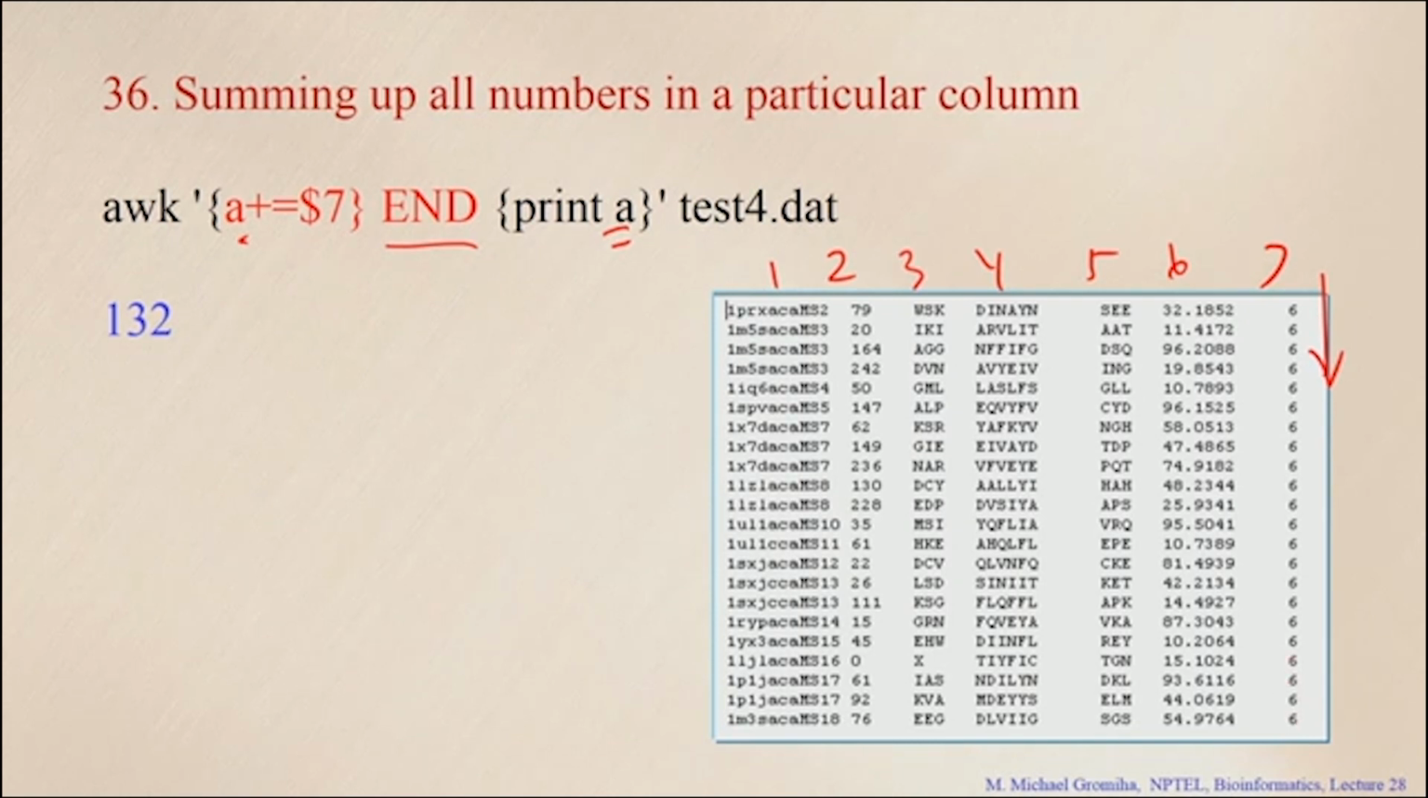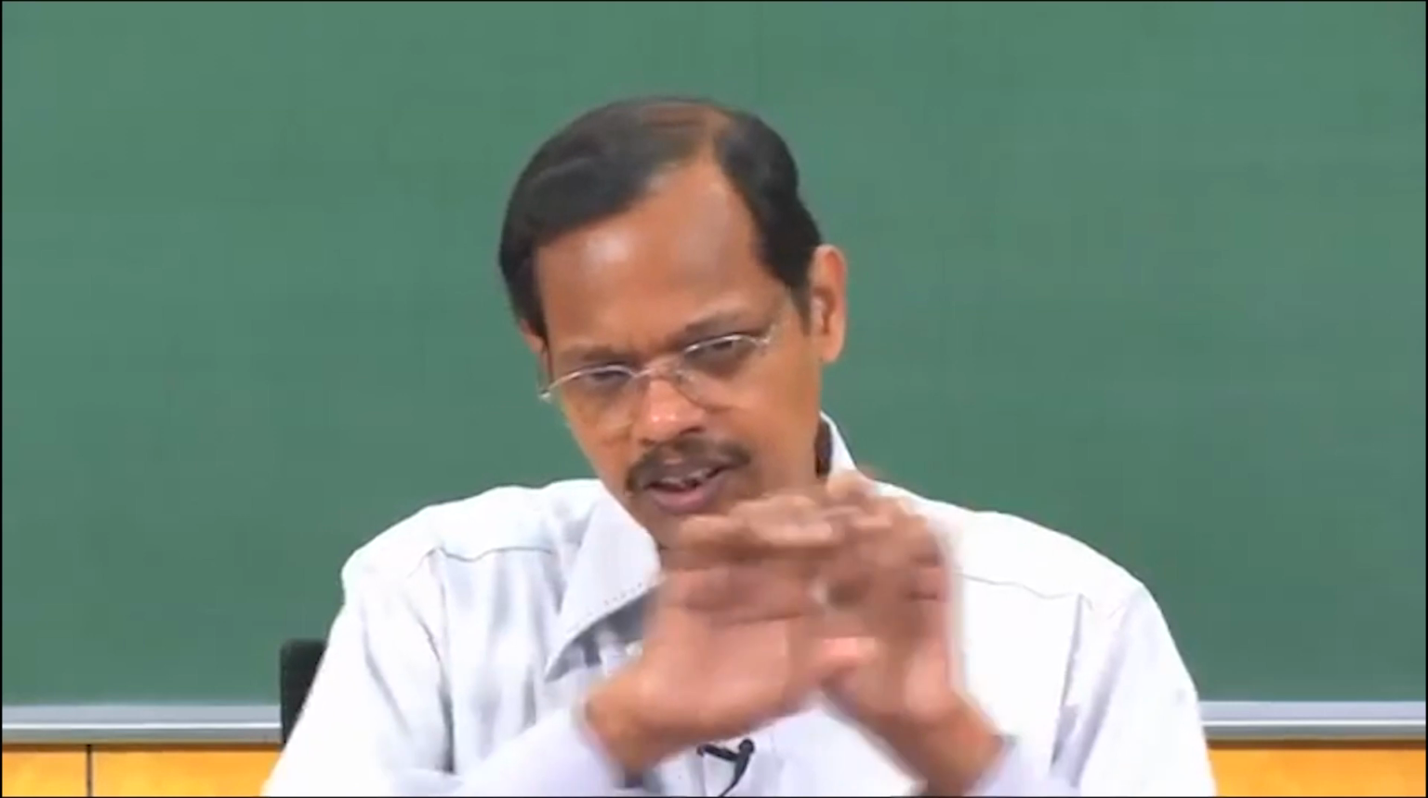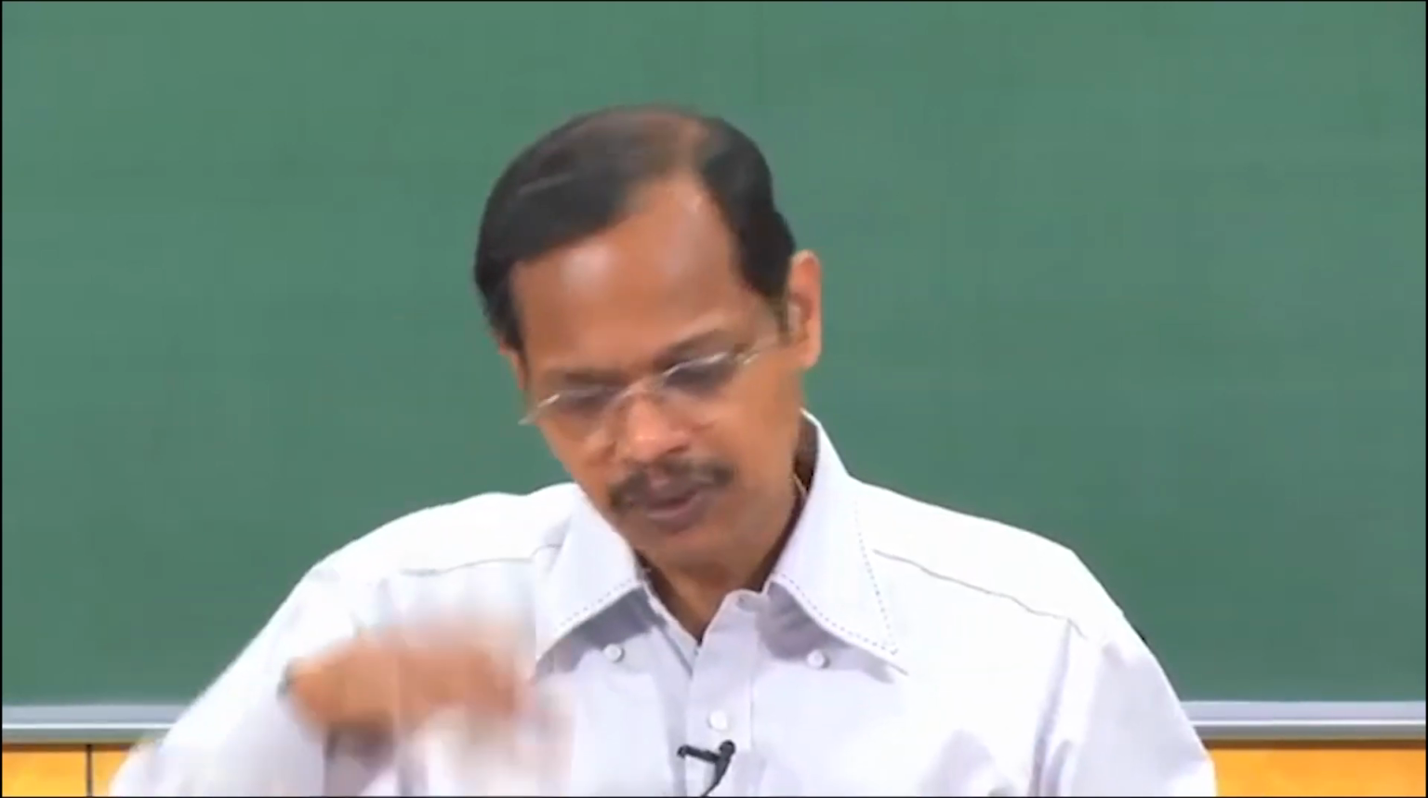So, 1, 2, 3, 4, 5, 6, 7, 8, 9, 10, 11, 12, 13, 14, 15, 16, 17, 18, 19, 20, 21, 22, right, take this one, right. So, 22 into 6, 132, so this number we get 132, right, you can add up all these things. So, likewise you can either add all the numbers in the column in a row, or you can manipulate these columns. So, you can do a lot.